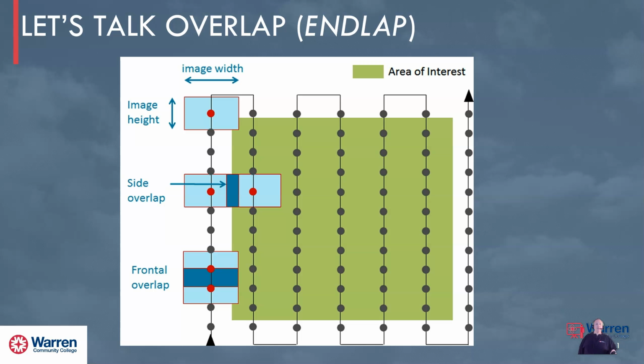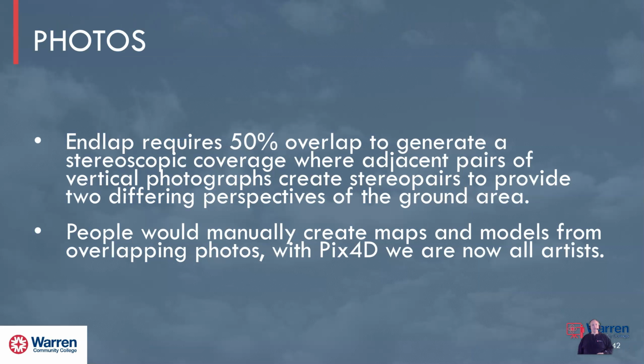Just to remind you about the overlap, you have an area of interest in green. The front overlap is necessary, and those numbers that PIX4D recommends will become really ingrained in you as you move through this course. And you have to have the side overlap, and in order to do that, you need to know the image width and the image height, which the good news is has already all been programmed into PIX4D, which is why we use it. So any of the drones you're going to be using in our program are drones with cameras that have already been programmed into PIX4D, so it makes it nice and easy.